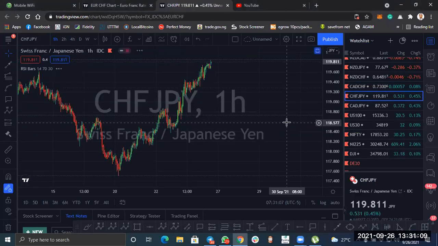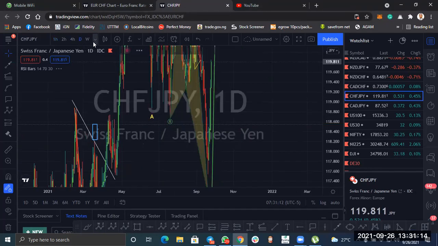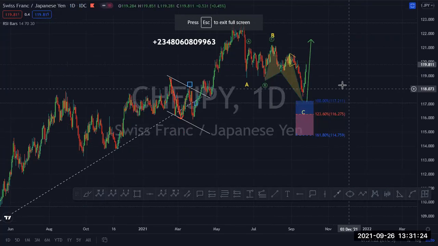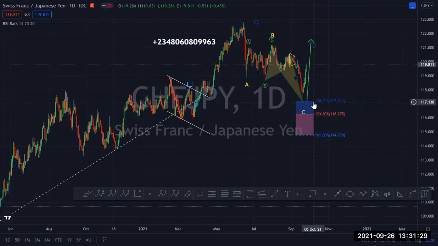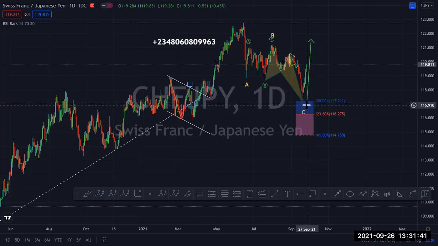Check JPY. JPY is going up. It didn't complete the pattern. There was a truncation in both the Elliott and the harmonics, so it doesn't matter.